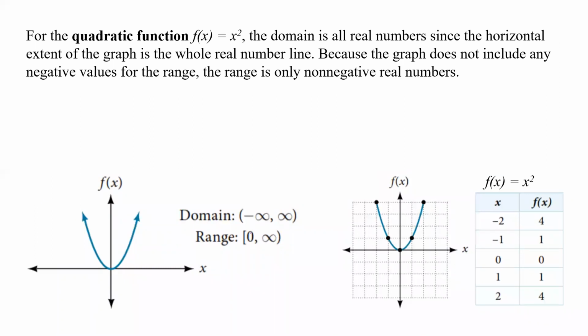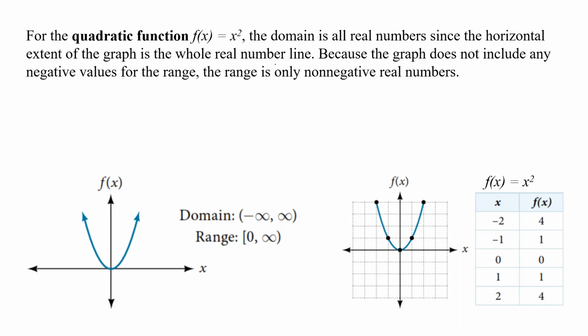Then we have the quadratic function. That's f of x equals x squared. And so we have quadratic functions like x squared plus 5x minus 2, which we have to factor. So we know about quadratic functions. And here the domain is all real numbers, since the horizontal in the graph is the whole real number line. So no matter what x we put in, we can get a value out. We can plug in negative 200, we can plug in 100 or whatever. It's still going to work because you're just squaring that number, and that's what you get out.